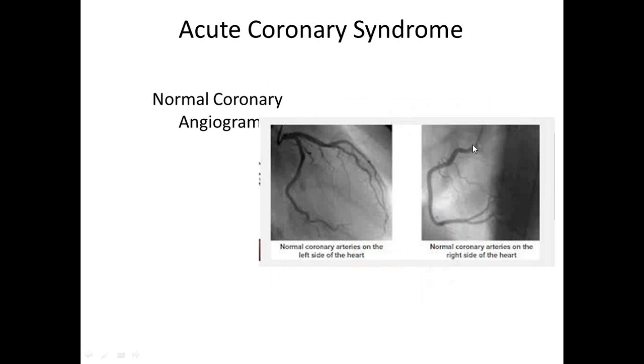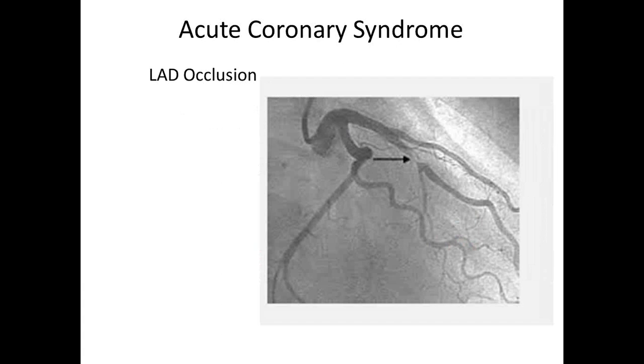This is an angiogram of the right coronary artery, and you can see that the lumen is nice and clean. This is what you want to see. When you do an angiogram, this is what you want to see. All right, so this is an angiogram showing left anterior descending coronary artery occlusion.